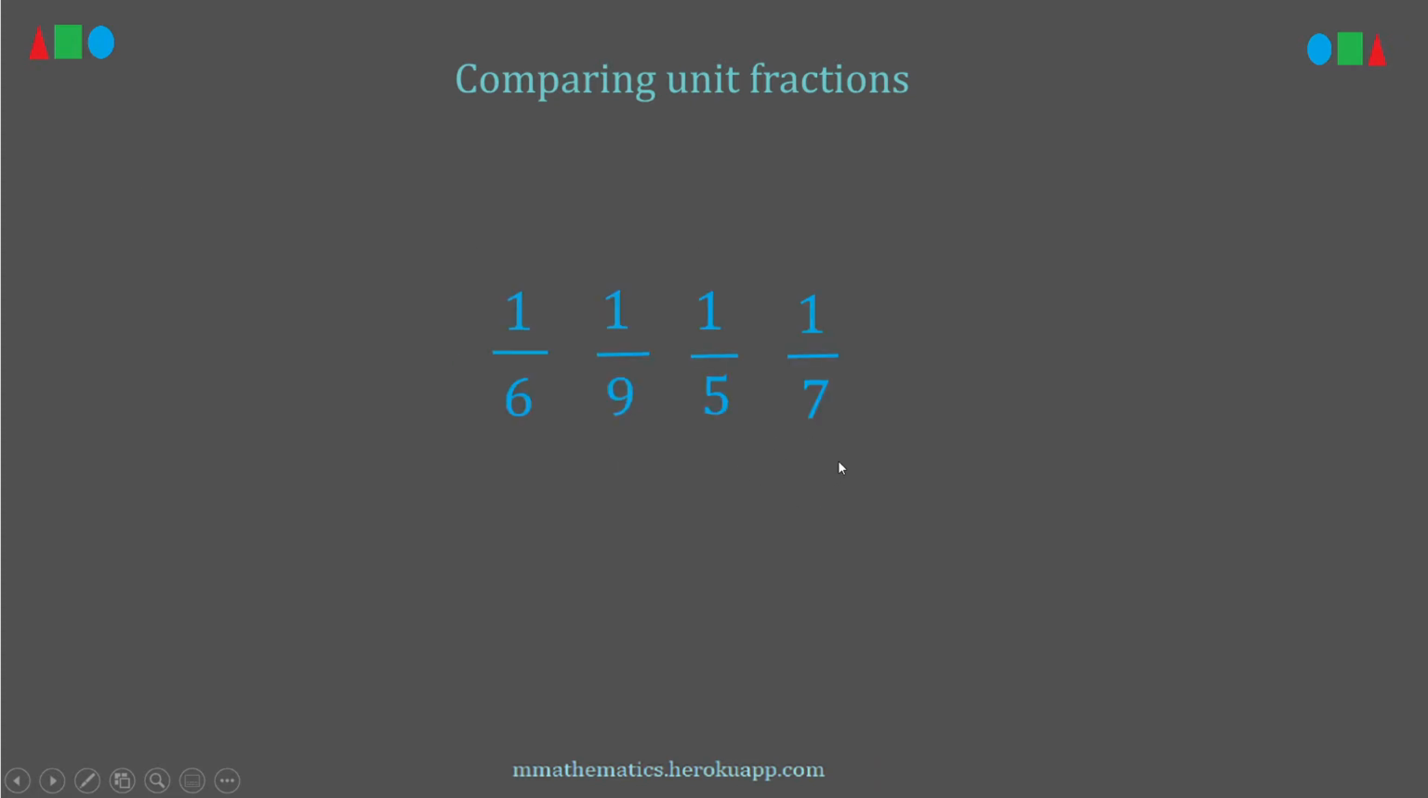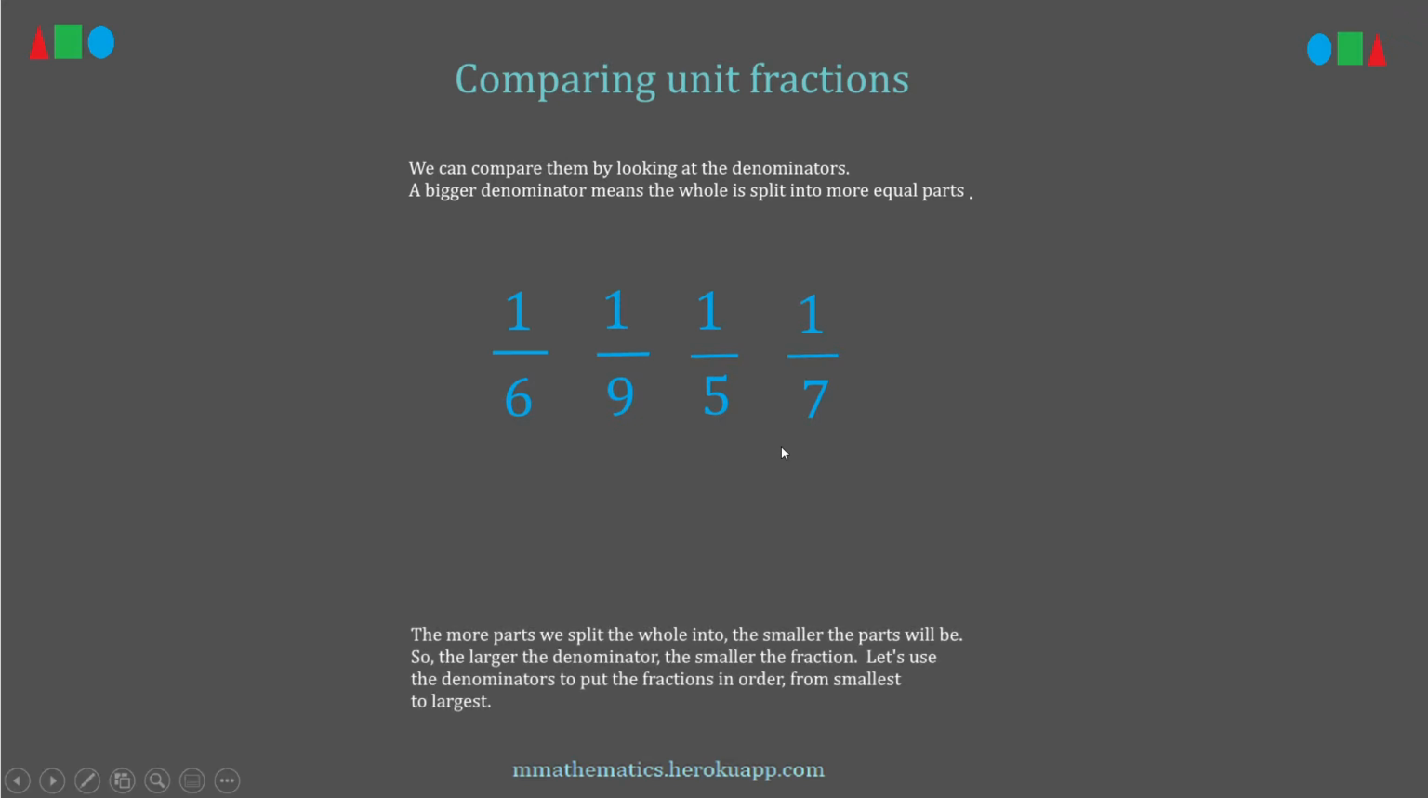Here are 4 more unit fractions, jumbled up. They're not in order. We want to put them from smallest to largest, smallest piece of pie to largest piece of pie. We can compare them by looking at the denominators. A bigger denominator means the whole is split into more equal parts. There are more pieces of that pie I was talking about. The more parts we split the whole into, the smaller the parts will be. So the larger the denominator, the smaller the fraction. Let's use the denominators to put the fractions in order from smallest to largest.